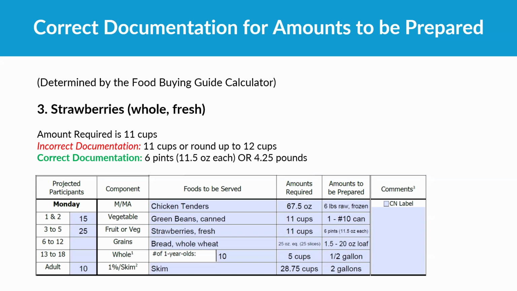Okay, next up is strawberries. We're serving whole, fresh strawberries for this meal. The amounts required column told us from the meal requirements calculator that we need 11 cups of whole, fresh strawberries. Again, the incorrect documentation is exactly the same, 11 cups or rounded up to 12 cups. The correct documentation would be 6 pints or 4 1/4 pounds.